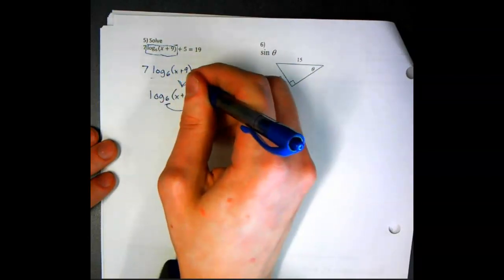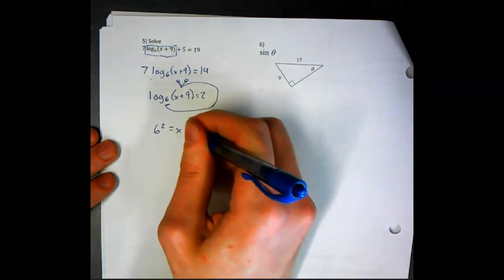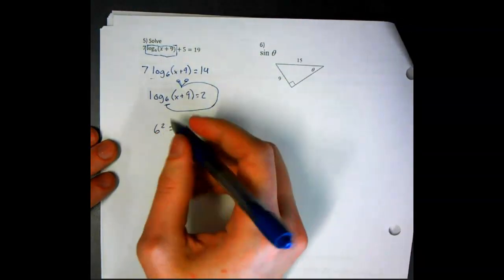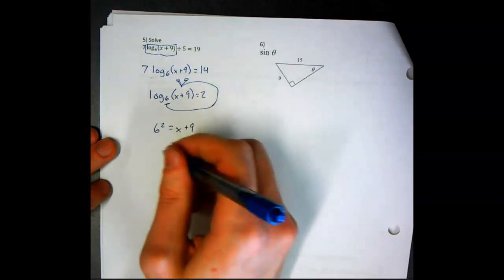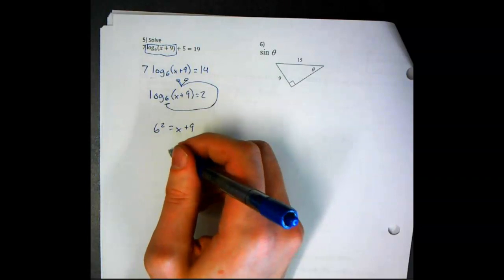We do our log. 6 squared equals x plus 9. 6 squared is 36. When we subtract 9, our final answer is going to be 27.